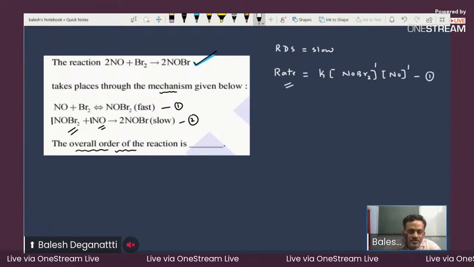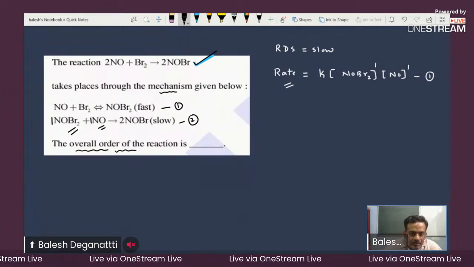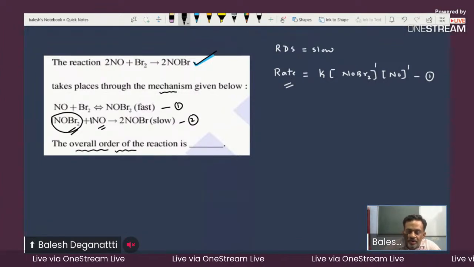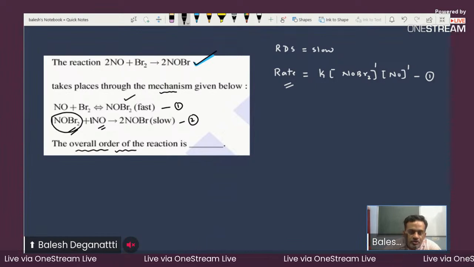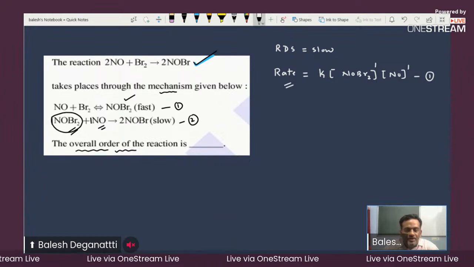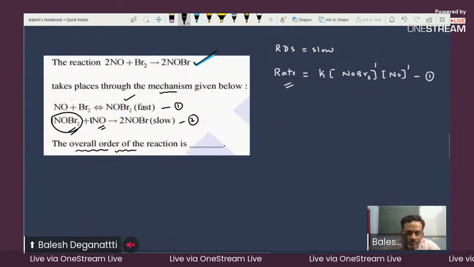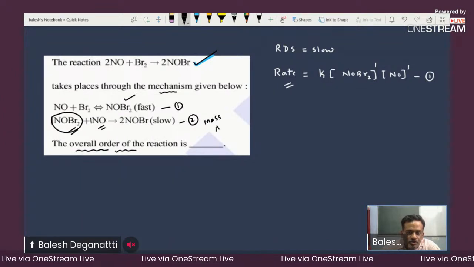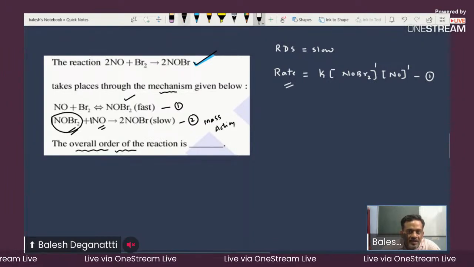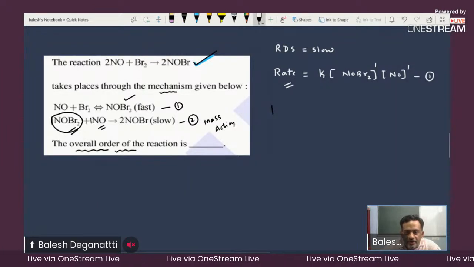Now going to the first one, which is fast as well as in equilibrium. So if you look at the slow step reactant, what is there? NOBr2. This NOBr2 is not only in the slow step, NOBr2 is also in the fast step, which is in equilibrium. So applying the law of chemical equilibrium to first step. For the second step, we have applied law of mass action. We have applied law of mass action to the slow step. And for the first step, we are going to apply the law of chemical equilibrium. So applying the law of chemical equilibrium to first step, what am I going to get?